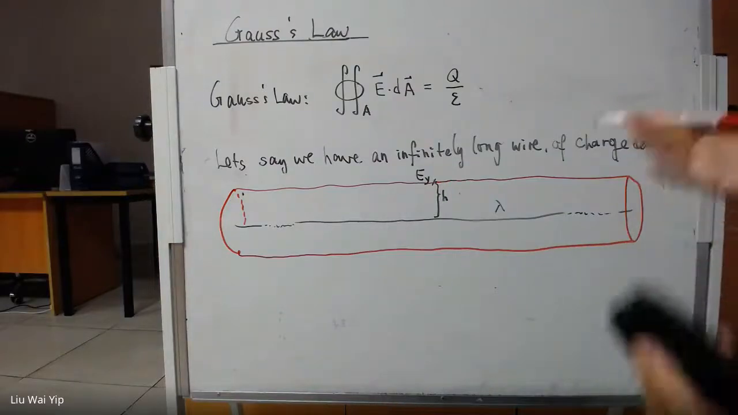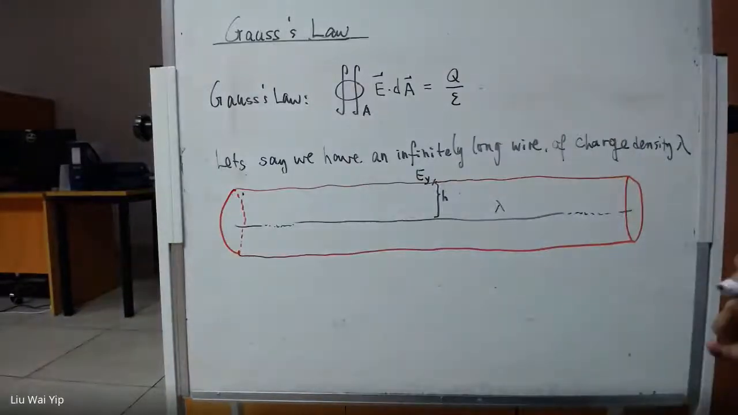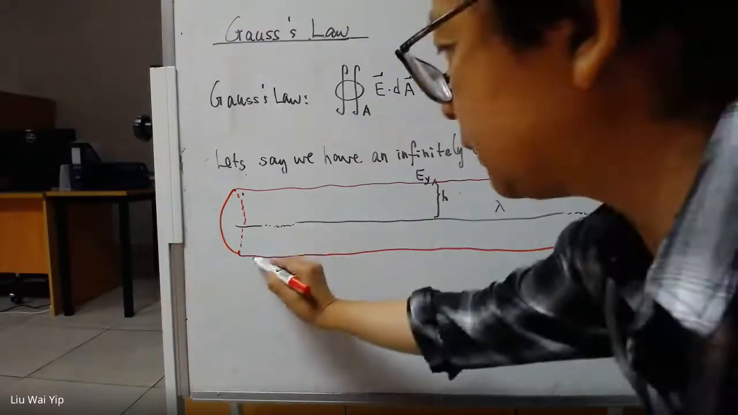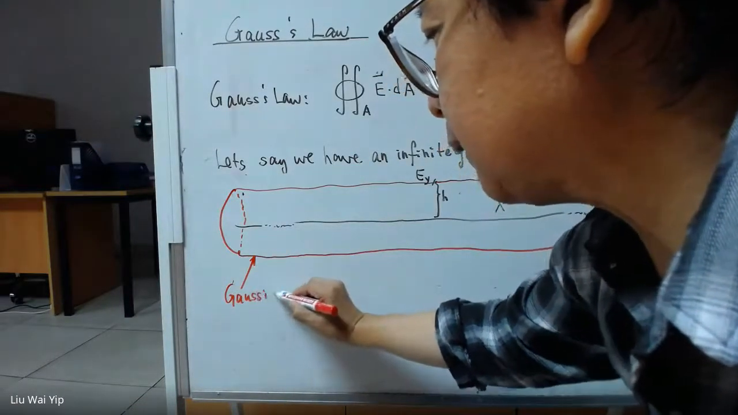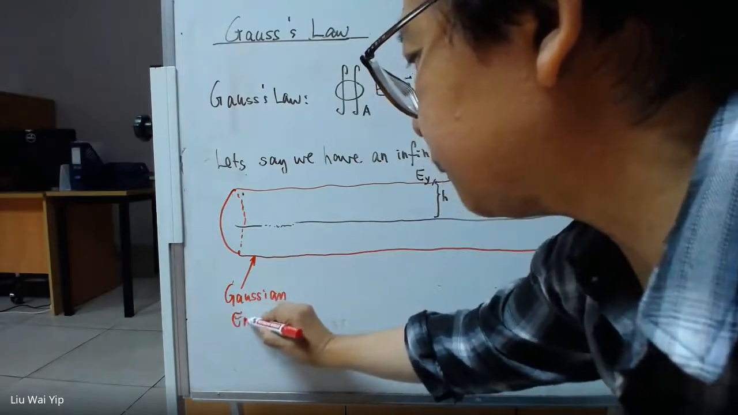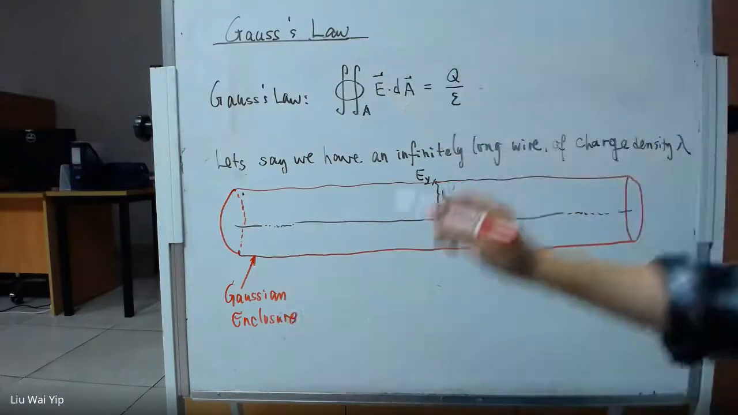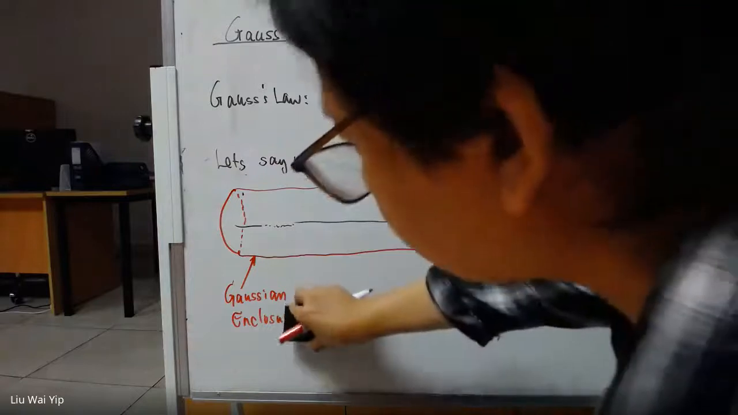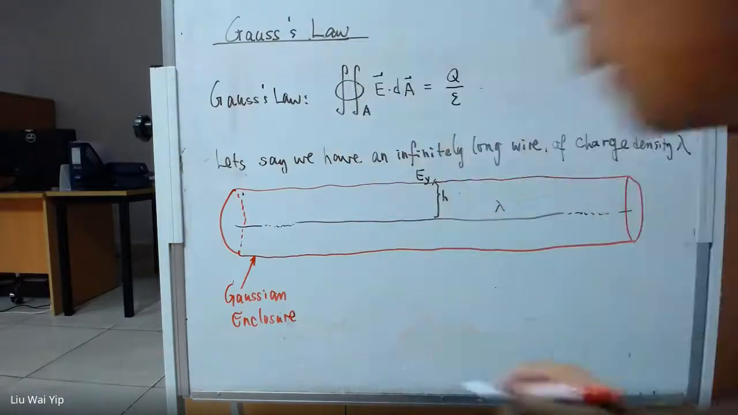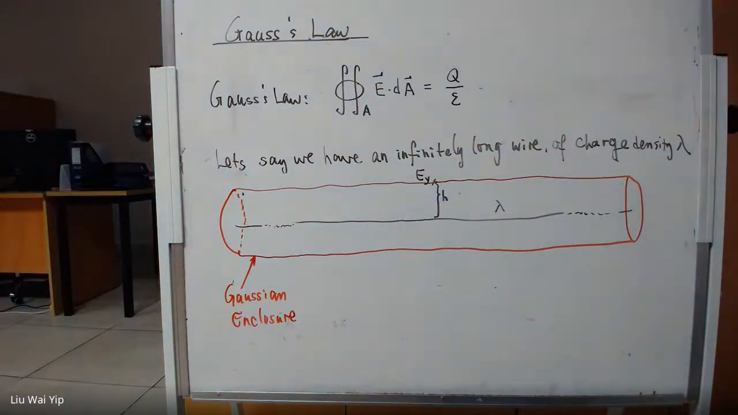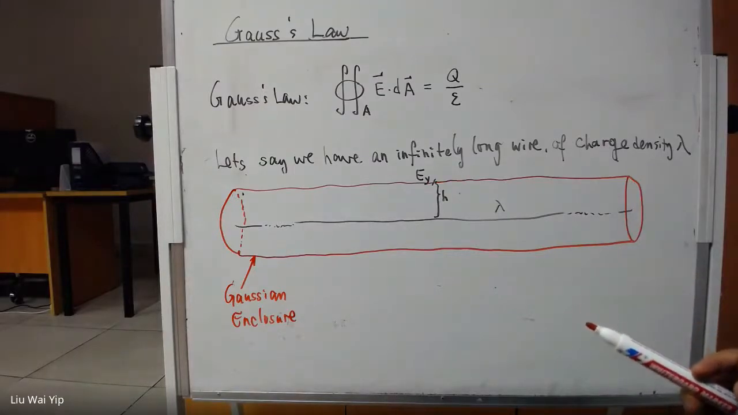And we imagine we have a Gaussian enclosure. So this one is the so-called Gaussian enclosure. And we are going to apply Gauss's law to solve the problem. So how are we going to do it?